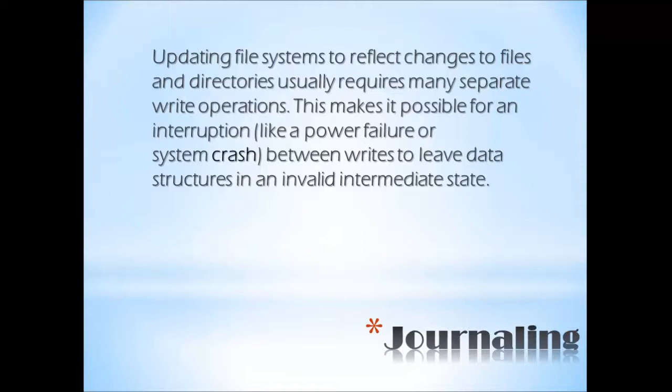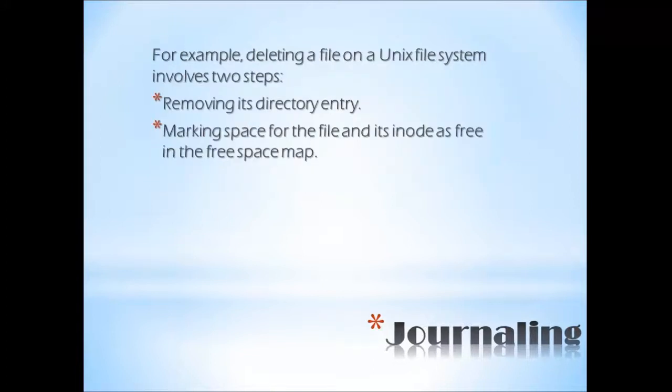Updating file systems to reflect changes to files and directories usually requires many separate write operations. This makes it possible for an interruption like a power failure or system crash between writes to leave data structures in an invalid intermediate state. For example, deleting a file on a Unix file system involves two steps: removing its directory entry, then marking space for the file and its inode as free in the free space mapping.